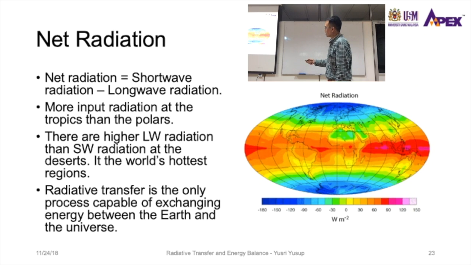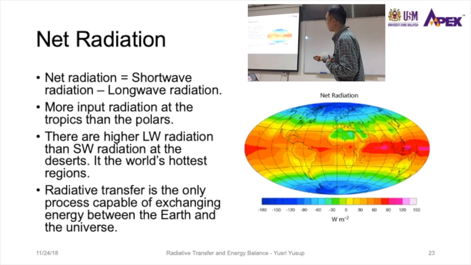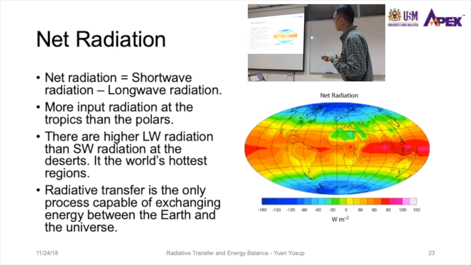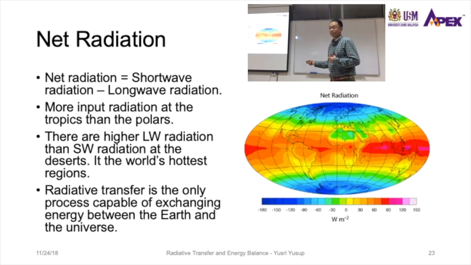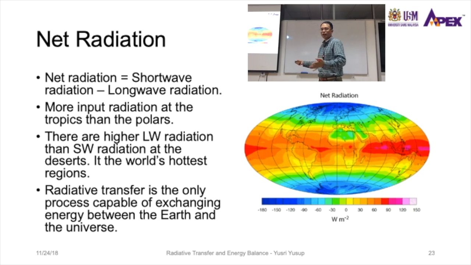There is higher longwave radiation than shortwave radiation at the deserts. Over here, the net radiation is hot, but because there's no cloud and it's dry, the longwave is able to get removed straight away. So the longwave radiation here is higher than the shortwave radiation, and the net radiation becomes a lower value because of the activity of the surface. Usually if the longwave radiation is higher than shortwave radiation, it's the world's hottest regions, the deserts here.